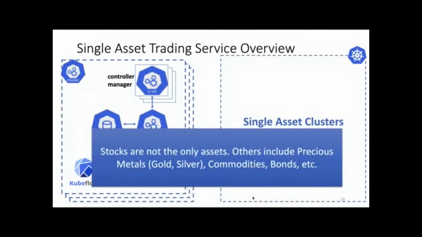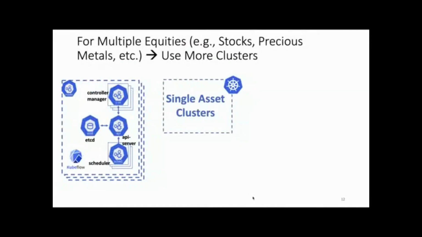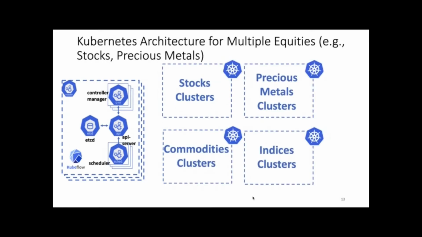As we said before, stocks are not the only asset. There are other assets that are extremely important with cross impacts across all of these components, like precious metals, commodities, and bonds. For multiple equities, for example, stocks and precious metals, we use more clusters for us to be able to comprehend and run this analysis in separation, since each one of them will have its own set of constraints and development and deployment different from the others. So being able to isolate them is extremely important to ensure the continuity of this work.